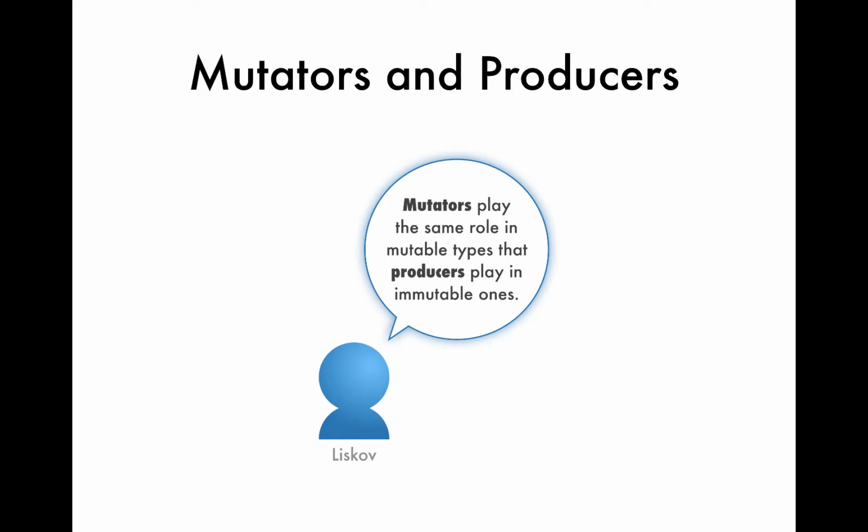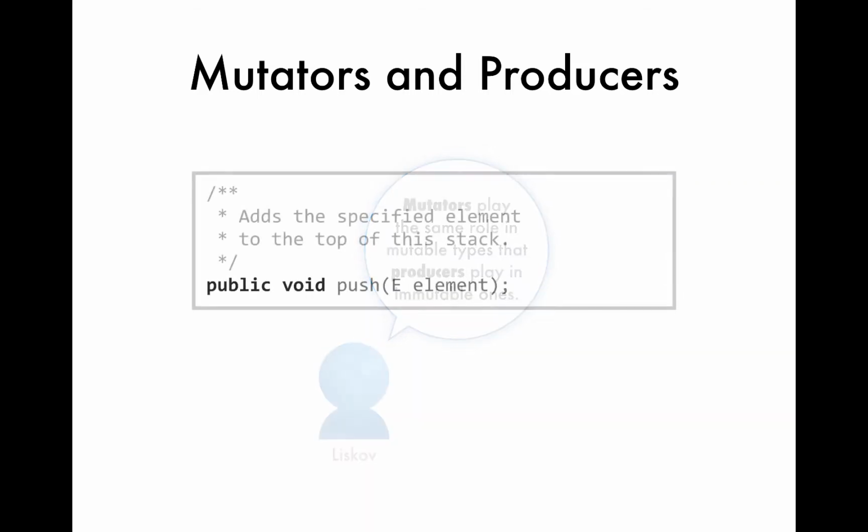What does she mean by that? Well, let's look at an example. The push method in a stack type is mutable. It adds an element to the current stack object, thereby changing the state of that object. If someone said to you, "We need a stack type, but we don't want a mutable stack, we want an immutable stack," is it possible to take a mutable type and turn it into an immutable type?